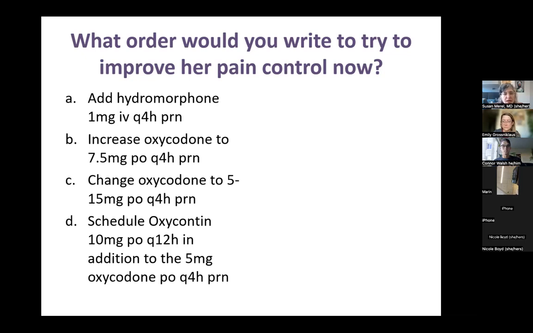Great. Okay. Again, people chose every choice. And I have to say, and I am not surprised at all, this happens every time I give this lecture. My best answer is actually B, increase oxycodone to 7.5 milligrams every 4 hours as needed. Most people chose C, which is a common order I see in the hospital all the time, but it is not the technically correct answer for this patient, and I will tell you why.